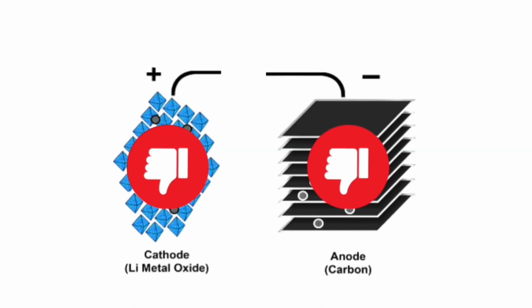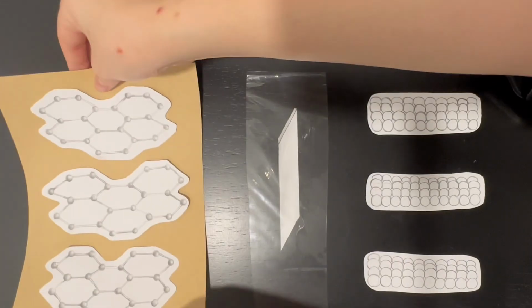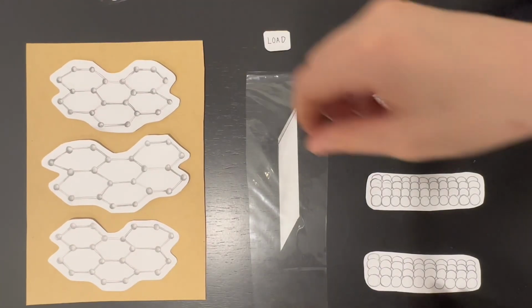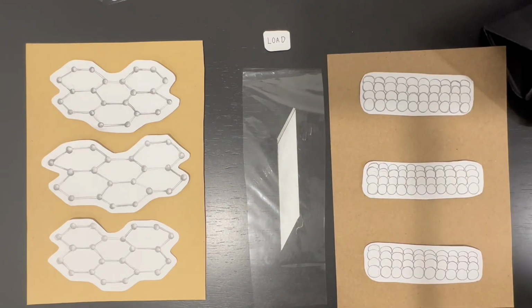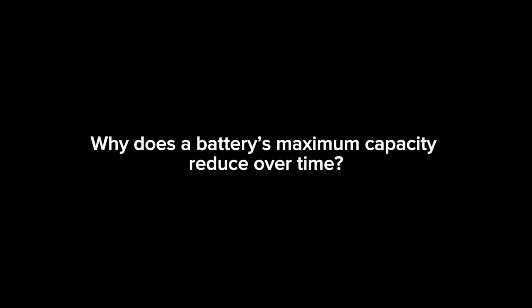Second, lithium cobalt oxide and graphite are not good at collecting and distributing electrons. Therefore, we place a conductive copper layer to the graphite and another conductive aluminum layer to the lithium cobalt oxide. And these sheets are called collectors.